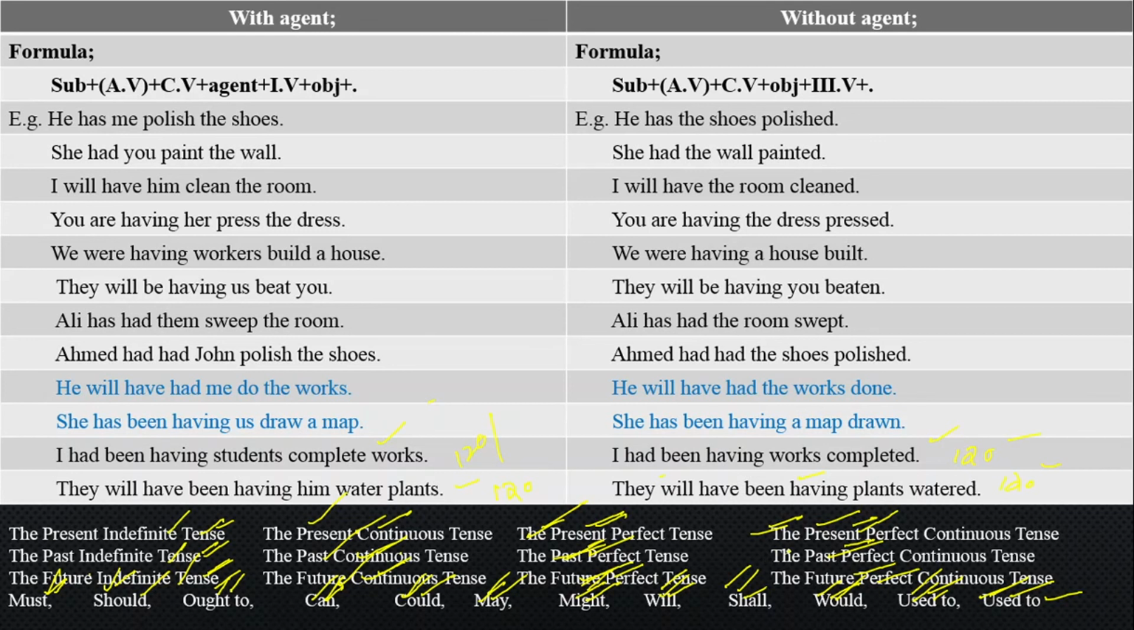They had been having plants watered since morning, they had not been having plants watered since morning. Had they been having plants watered since morning? Had they not been having plants watered since morning? Hadn't they been having plants watered since morning?